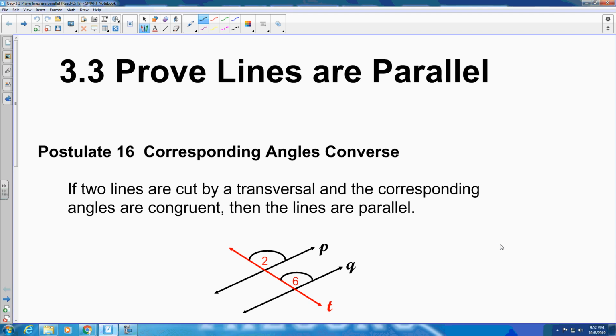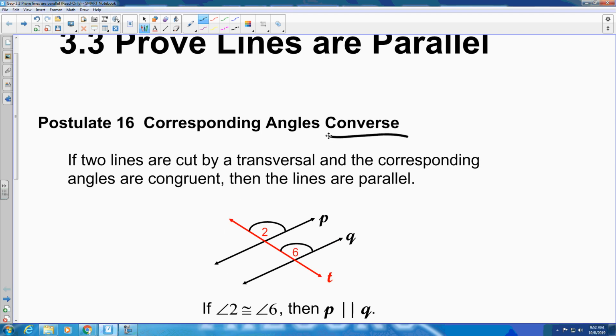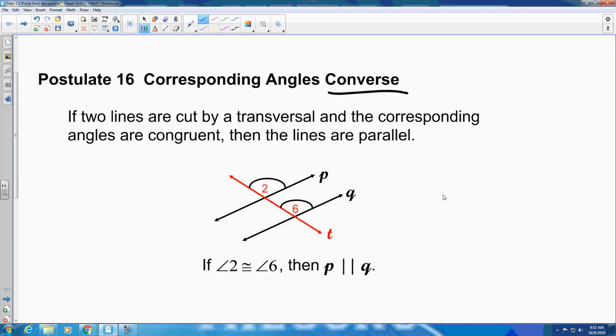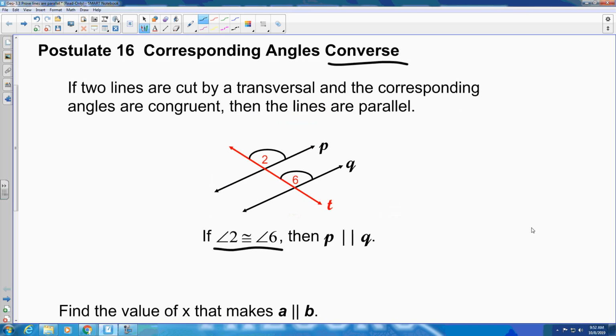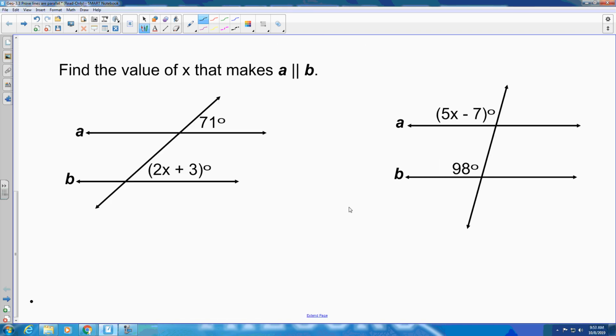So looking at the converse here, we can state that if two lines are cut by a transversal and the corresponding angles are congruent, then we can say that they are parallel. Again, like I said, it's talking about the conditional statement in reverse, the converse of it. So if we know that angle 2 is congruent to angle 6, then we can say that those two lines are parallel. Right here, they want us to find the value of x that makes line A and line B parallel.